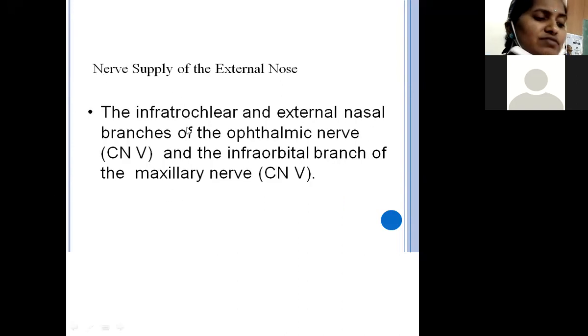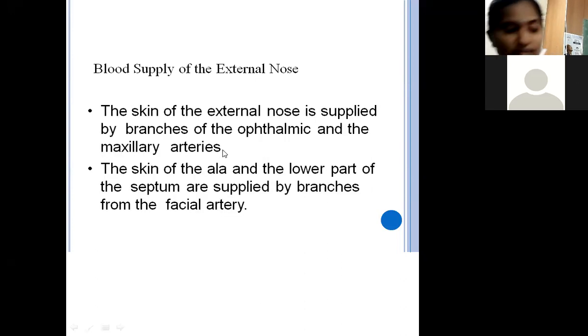Next, coming to the nerve supply, the skin of the external nose is supplied by the infratrochlear and external nasal branches. Both are coming from the ophthalmic nerve. Along with that, the infraorbital branch of the maxillary nerve. So the maxillary nerve and ophthalmic nerve supply the external nose. If you see, the blood supply is also the same, from the branches of the ophthalmic and maxillary arteries.